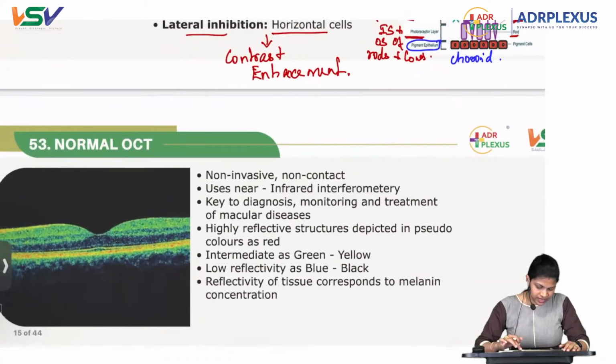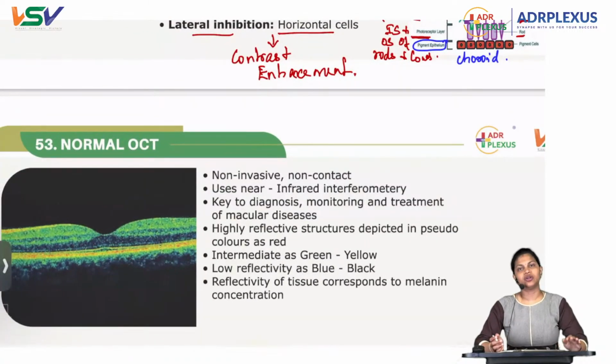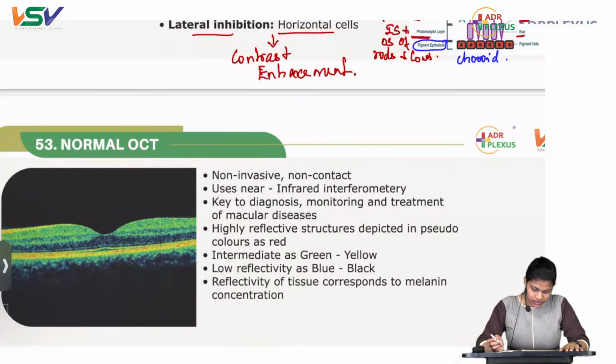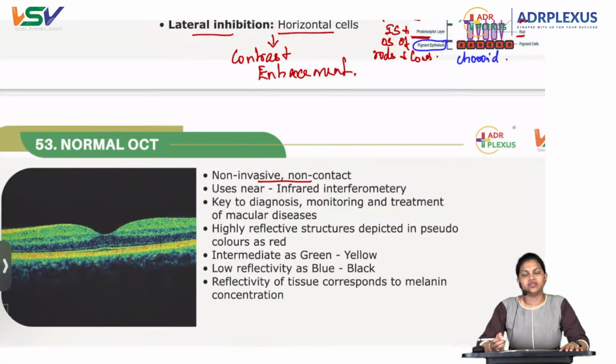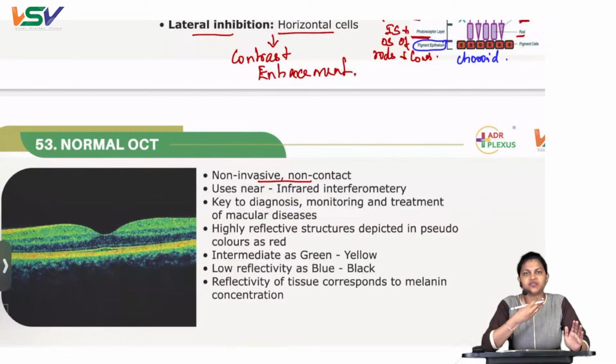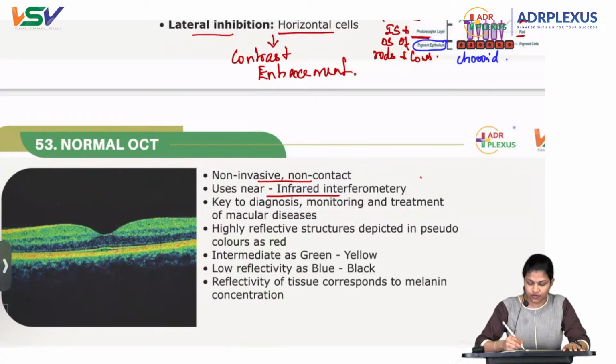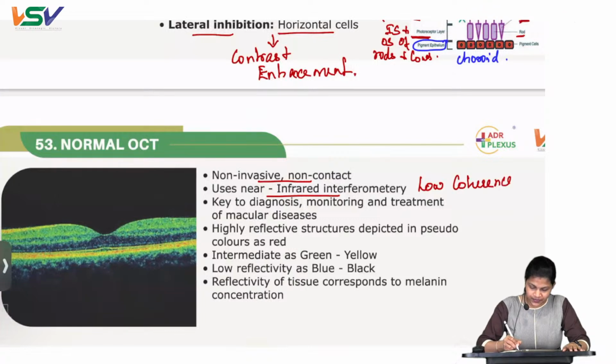Now, I already mentioned that you will have a fundus picture or a normal OCT. OCT is what? Optical coherence tomography. Okay, so this optical coherence tomography is a non-invasive and non-contact investigation. The patient will place the chin and you're going to measure it with an instrument. That is non-invasive, non-contact, and it uses near infrared interferometry, which is a low coherence interferometry.